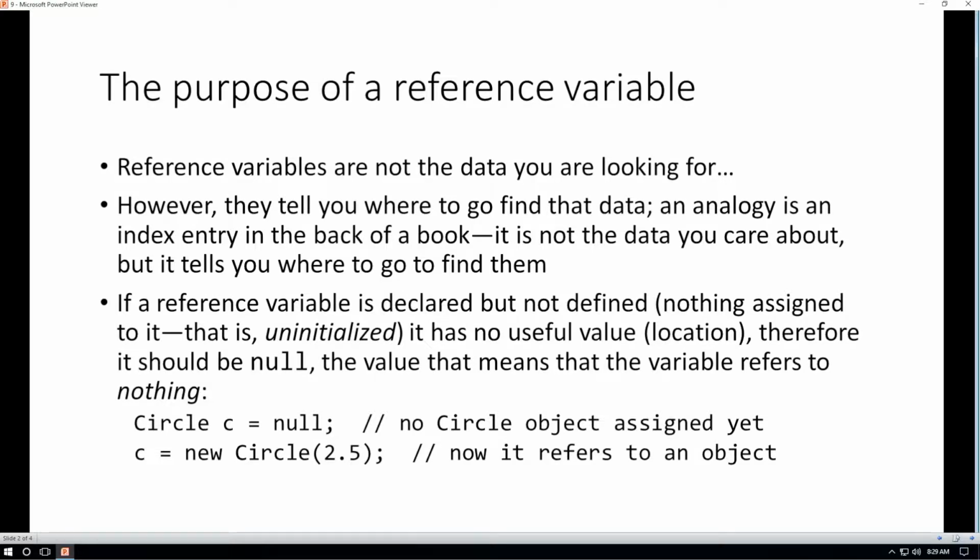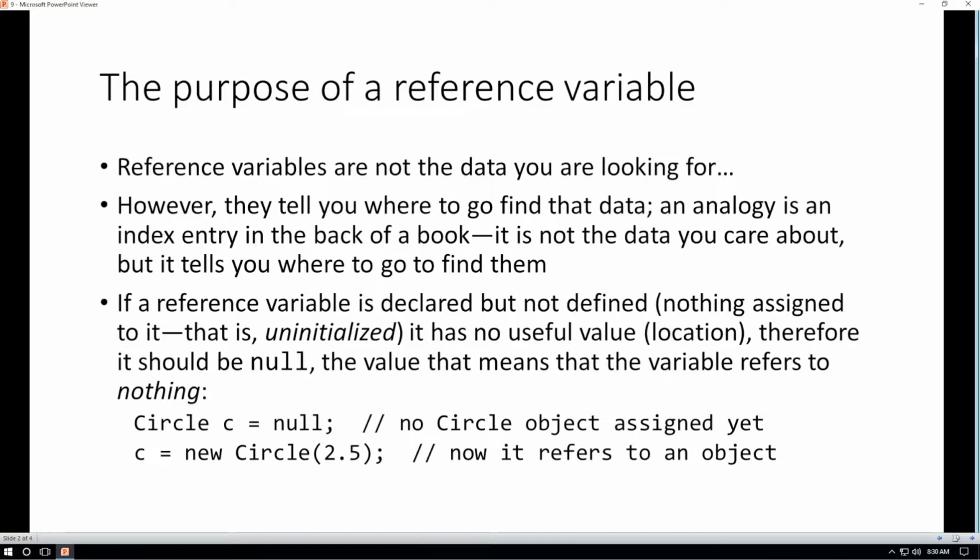An analogy here is an index entry in the back of the book. We go to the back of the book, look up the term we care about. When we find it, it has a page number or list of page numbers that tell us where to go to find information on that particular topic. The index entry isn't the information we want. It's just a pointer to where we can find it.